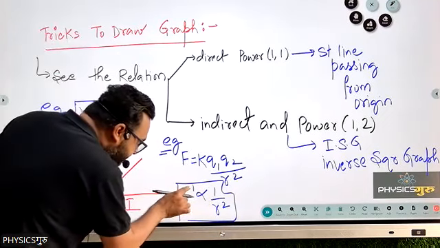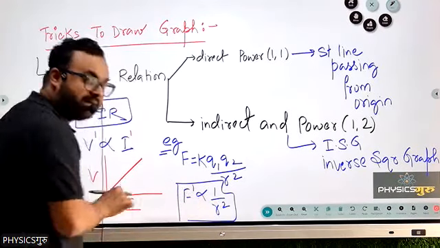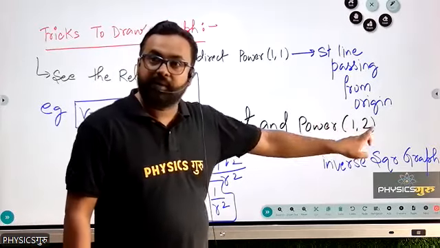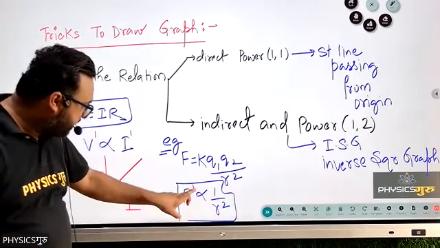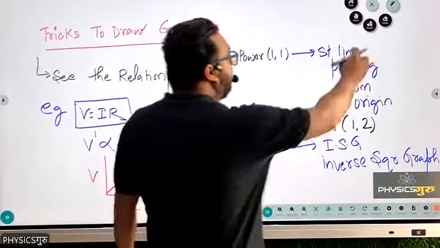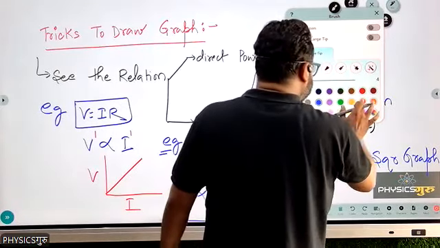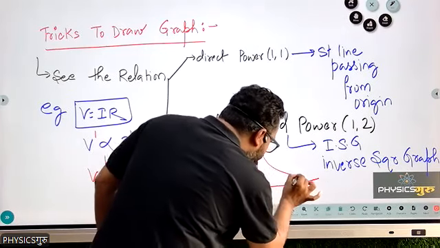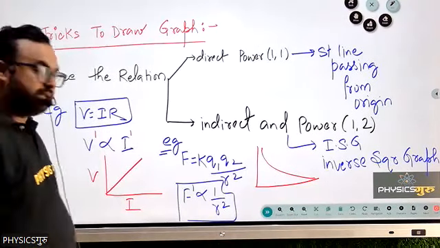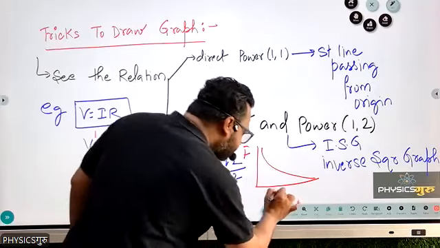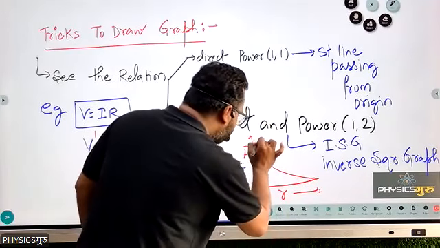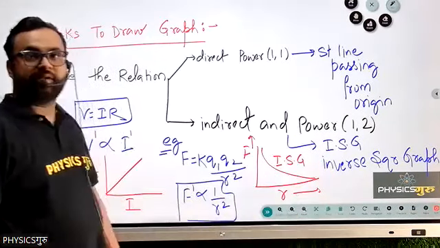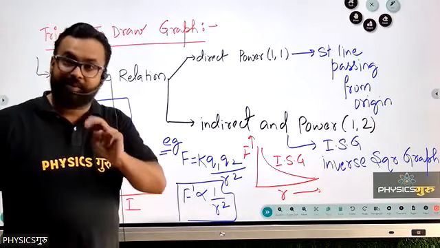See the power. The power of F is 1 and the power of R is 2. Clear? If the relation is indirect and the power is 1 comma 2, the nature of the graph is called the ISG graph. So this is the nature of the graph, for force and distance. This graph is called the ISG graph, inverse square graph. This is trick number 2.